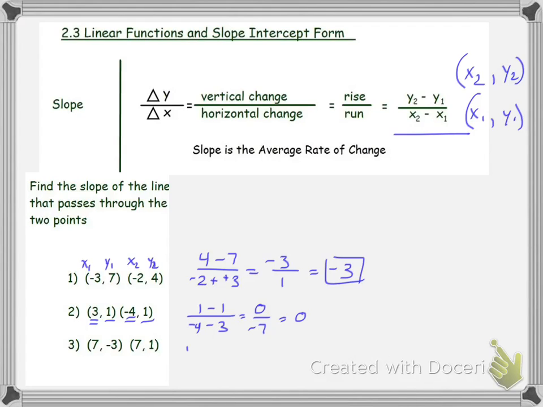And the last one, 1 minus negative 3 over 7 minus 7. Well, that becomes plus a positive. So that's 4 over 0. And when you try to divide by 0, you can't do it. So this is an undefined slope. So when it's 0 divided by a number, that's a 0 slope. When it's a number divided by 0, that's an undefined slope.